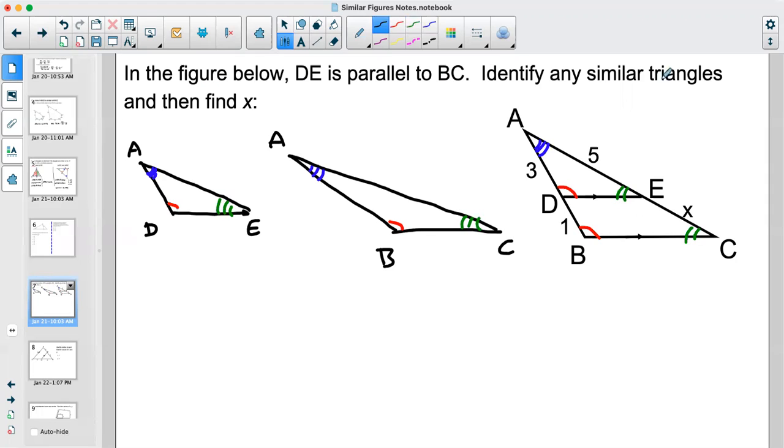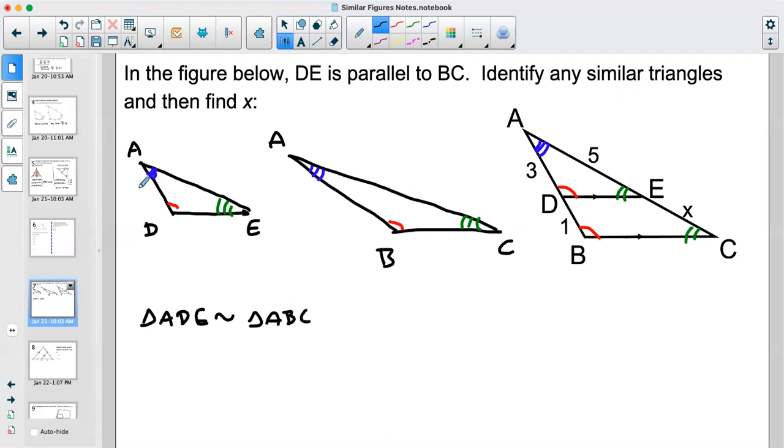So to identify any similar triangles is to write the similarity statement. ADE is similar to ABC. And it's kind of nice, the way I drew these, it's easy to see which angles correspond. And it says find X. So maybe I should label the sides here.